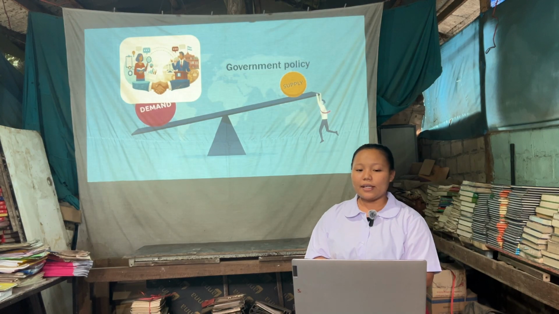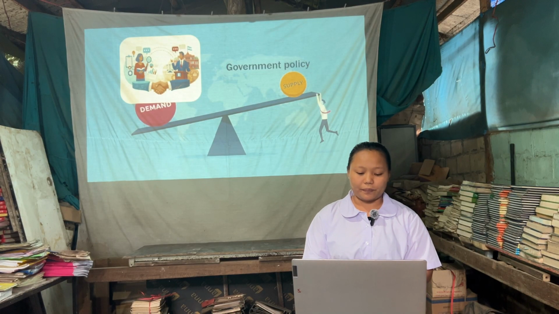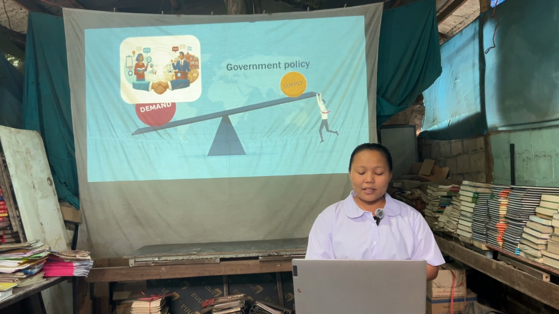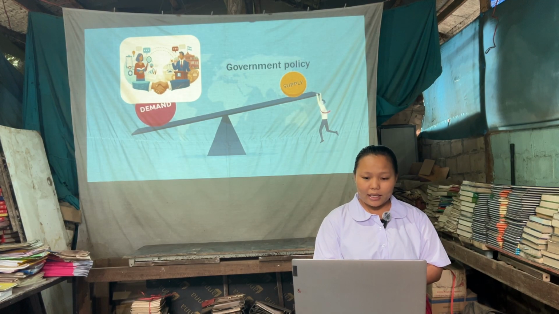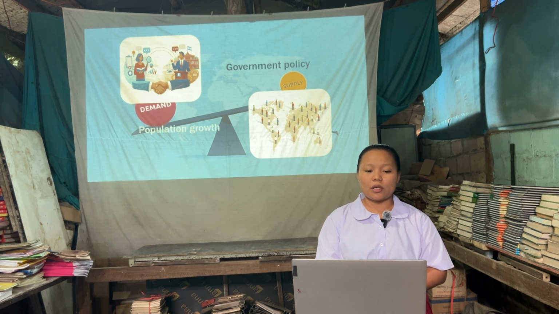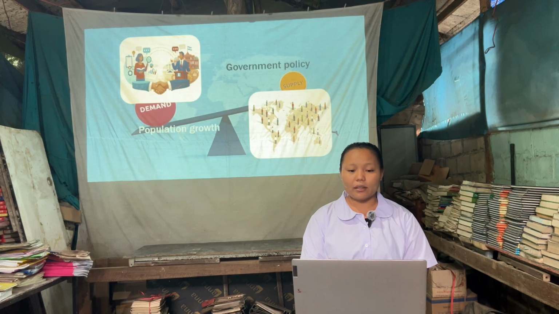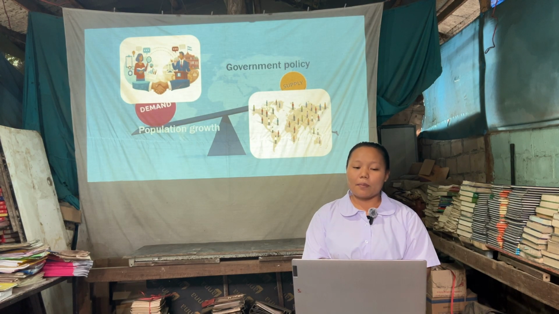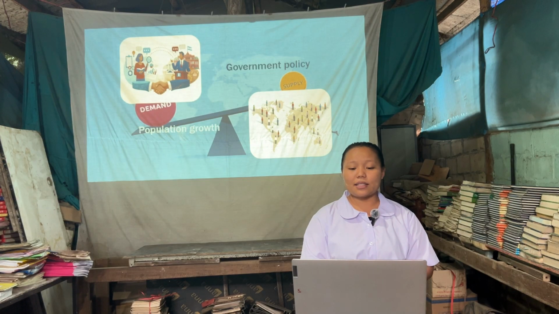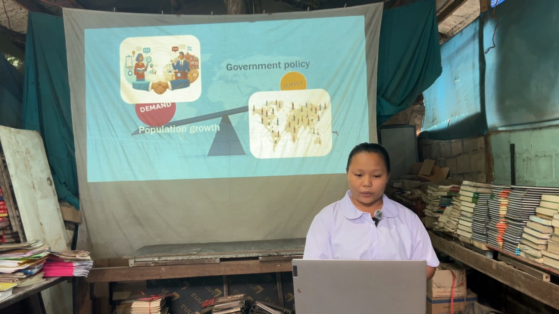The fifth factor is government policy. If the government puts a higher tax on products, the price will go up and demand goes down. The last factor is population. If the population increases, there is more buying and demand also increases. But if the population decreases, there is less buying and demand also decreases.